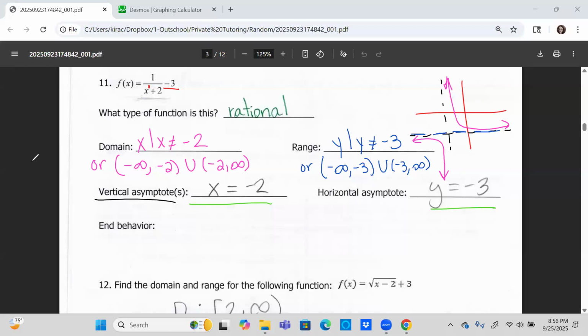End behavior, pretty much have to look at a graph for this one. If you take your little guy, walk him to the right, he would level off at -3. So as x goes to the right, the function goes to -3. Actually, you don't need the graph. It's just going to be the horizontal asymptote. So if you have this, you don't really need the graph. And then if you walk the little guy to the left, he'll also just level off at -3.